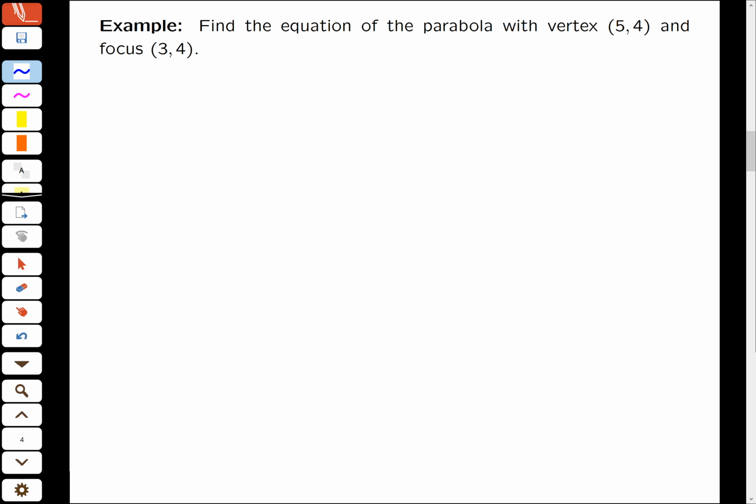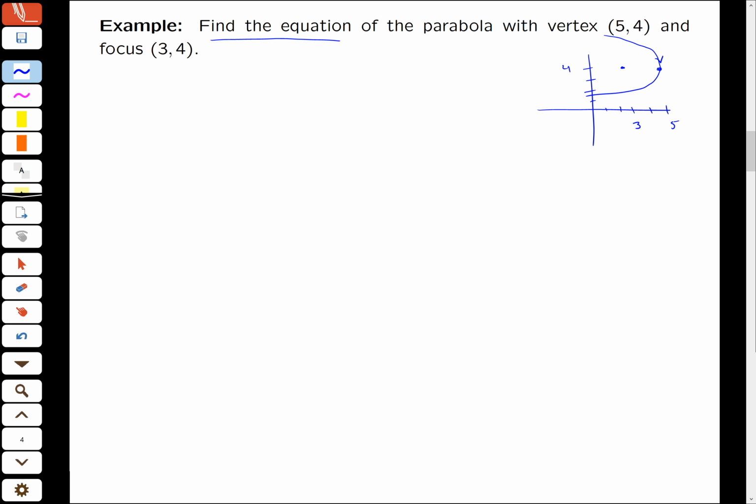Find the equation of the parabola with vertex (5, 4) and focus (3, 4). When it says find the equation, the easiest thing to do is to graph the information they give you. They tell you the vertex is at (5, 4). So there's a vertex. And it says the focus is at (3, 4). It has to open around the focus.